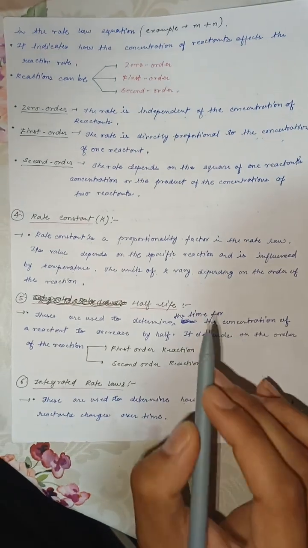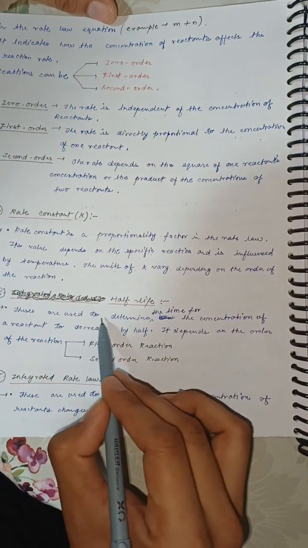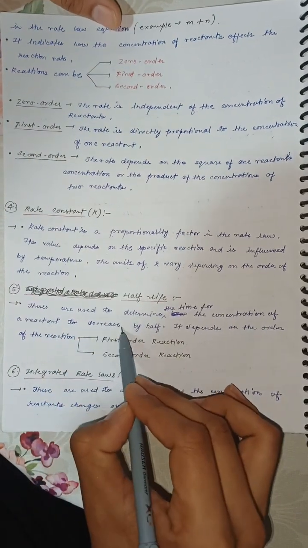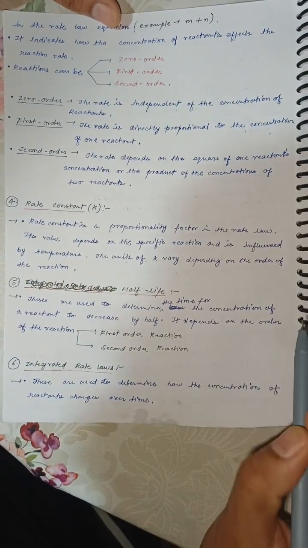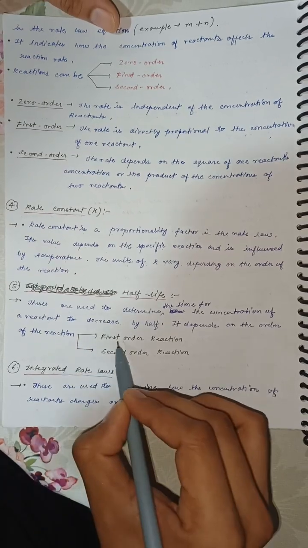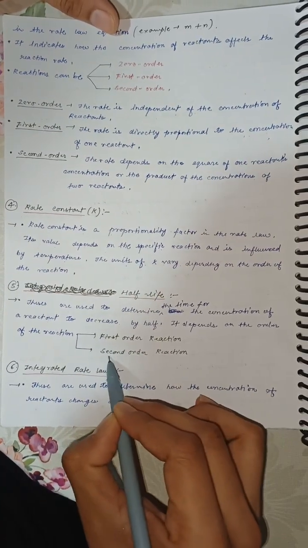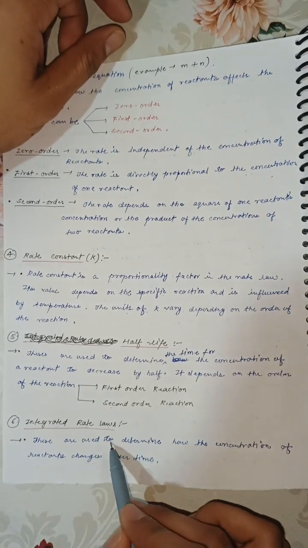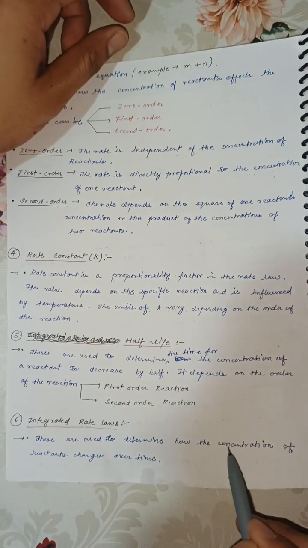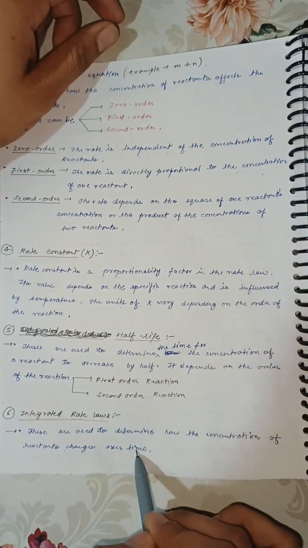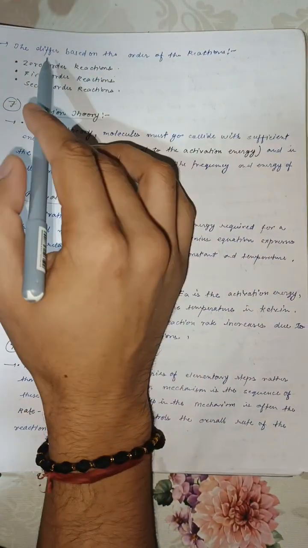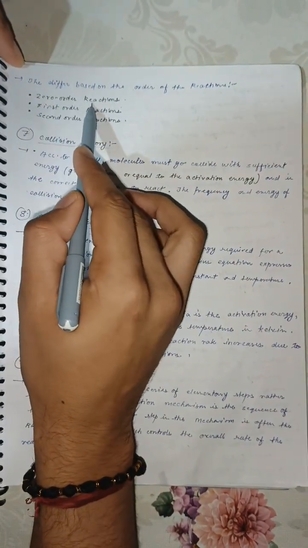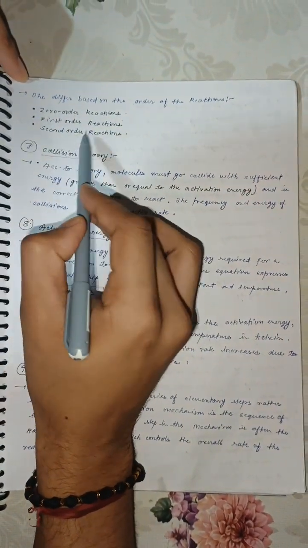Now half-life. What is half-life? Half-life is used to determine the time for the concentration of a reactant to decrease by half. It depends on the order of the reaction, whether it is first order or second order. Now the sixth is integrated rate laws. These are used to determine how the concentration of reactants changes over time. They differ based on the order of the reaction: zero order, first order and second order.